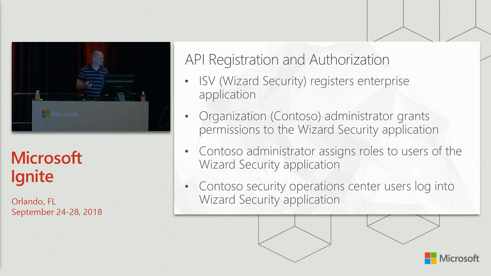But let's actually just walk through an example of, let's say I'm Wizard Security, and I'm a software vendor, and I want to write a client application and build a dashboard that shows security alerts for any company that wants to buy my product. And we're going to say Contoso is the organization that's going to buy this product, and we'll kind of walk through the flow of how Wizard builds the app and how Contoso consumes the app.